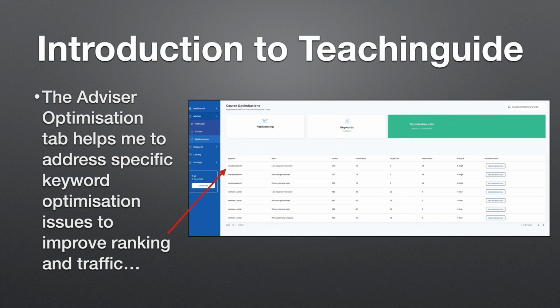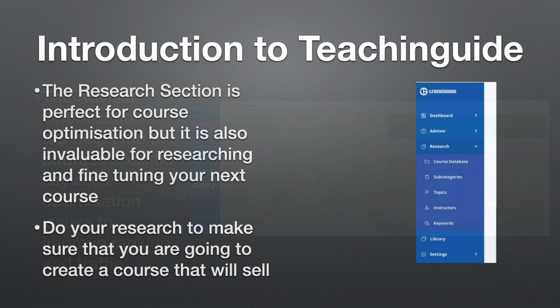But for this particular course, I don't want to, but it does pick up some issues which I can then address if I want to. Now, the research section I think is amazing. It's particularly good for course optimization, but it's also invaluable for researching and fine-tuning your next course. You must do your research to make sure you're going to create a course that's going to sell, and this is the key to doing it.